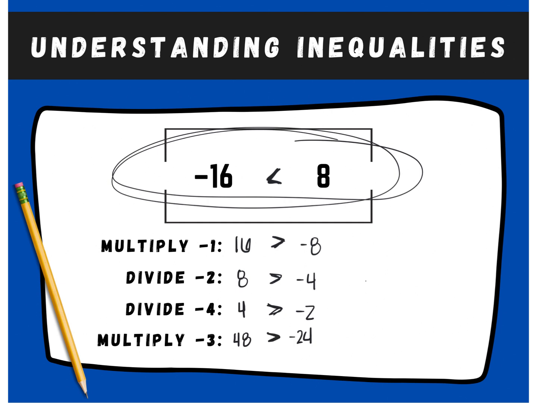So I'm hoping that you're noticing a pattern here. When I multiply and divide by a negative number, and I showed you a variety of numbers just to show you that it kept happening, your sign gets flipped around. And that's true in all inequalities. So when we're solving, if we have to multiply or divide by a negative, our sign gets flipped around.